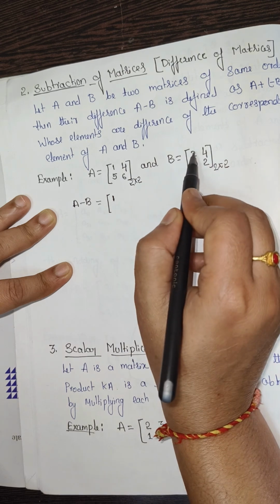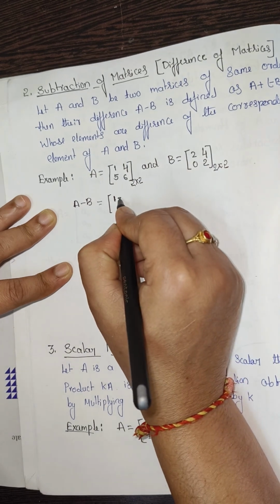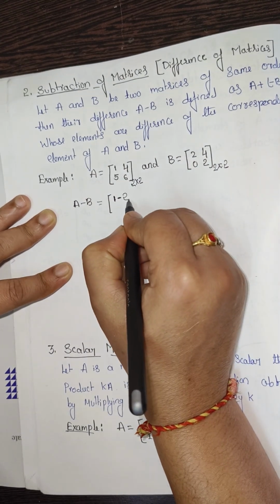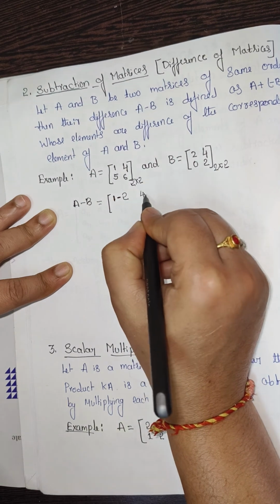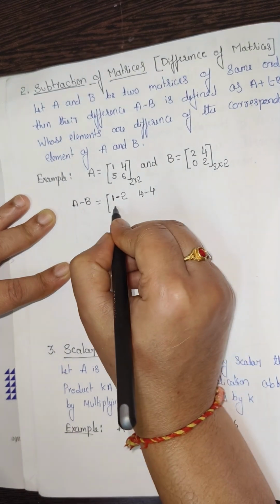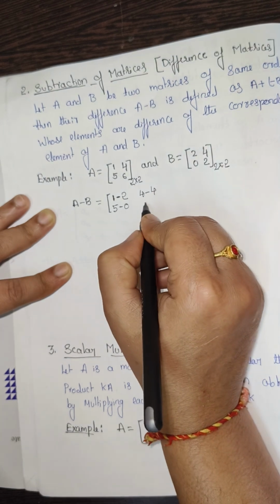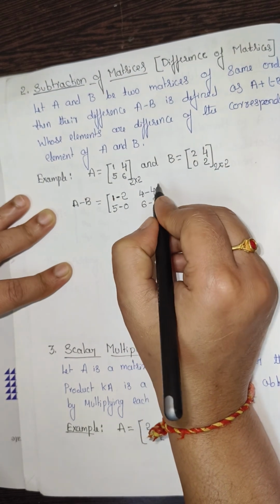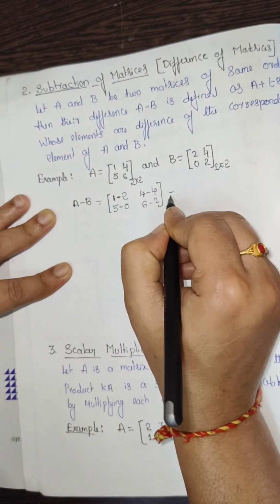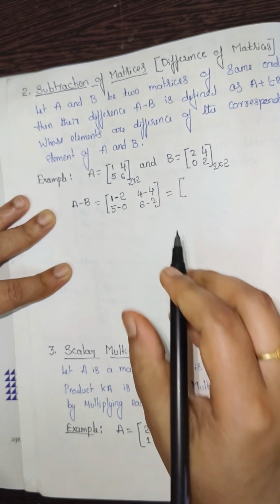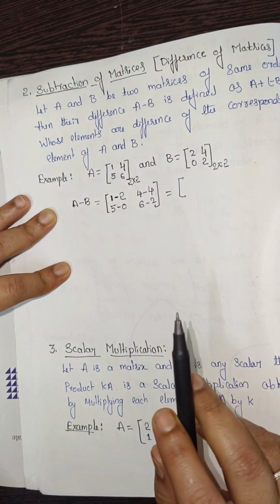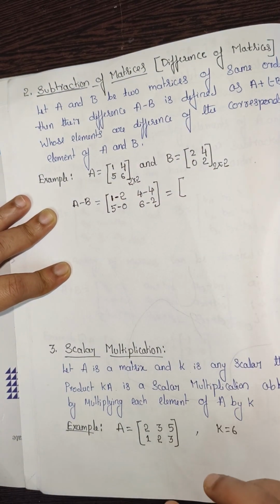It's a subtraction, so you should take the minus sign here. 1 minus 2, 4 minus 4, 5 minus 0, 6 minus 2. Okay. Same sign you should add, and opposite sign we should subtract. You should remember this one concept.